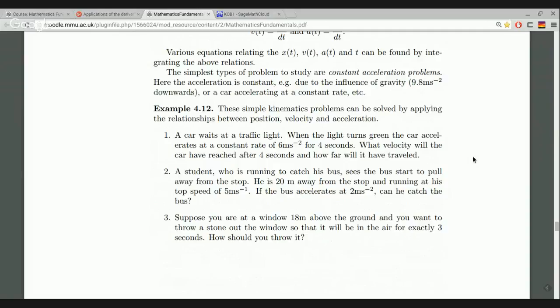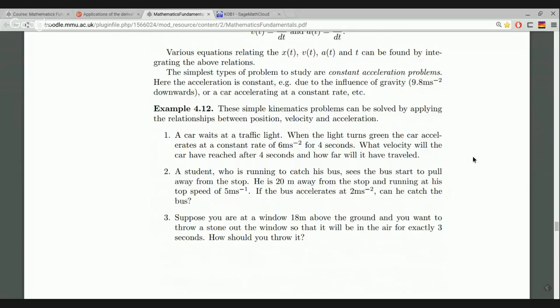Well, this implies that the velocity of the object at time t is going to be the integral of the acceleration at time t plus some constant. So the velocity at time t, well, the integral of the constant 6 is 6t, and we have our constant.